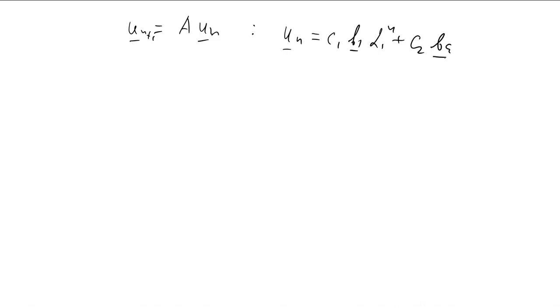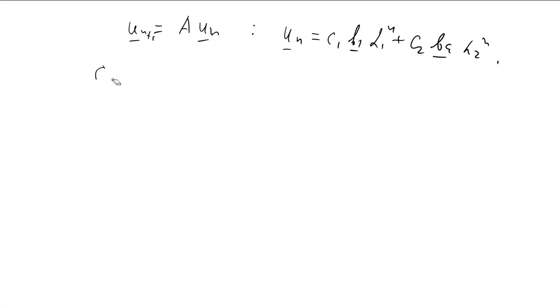So what have we proven? We have proven that the map un plus 1 equals A times un has a solution given, so we have an analytical solution for this. un is c1 b1 lambda 1 to the power of n plus c2 b2 lambda 2 to the power of n. And now let's consider what happens for different matrices A.